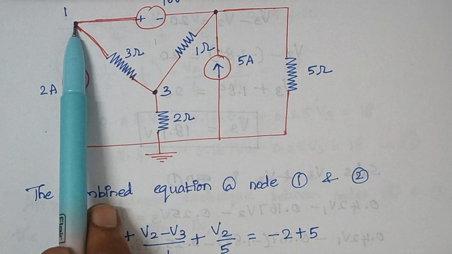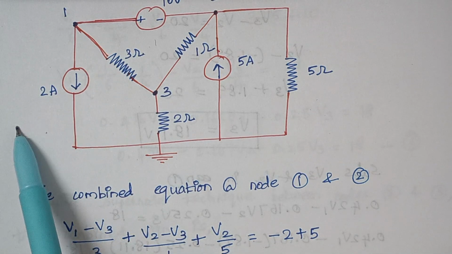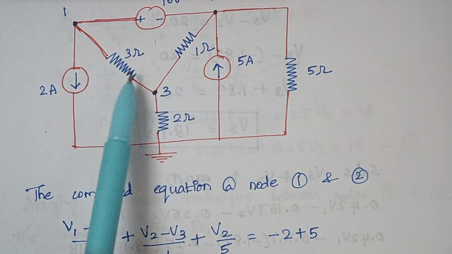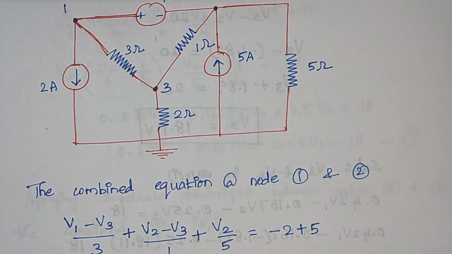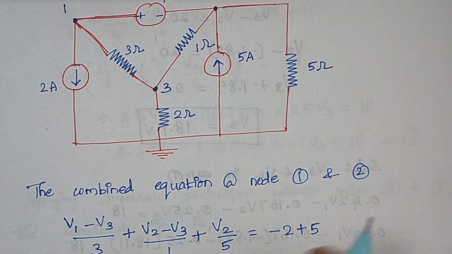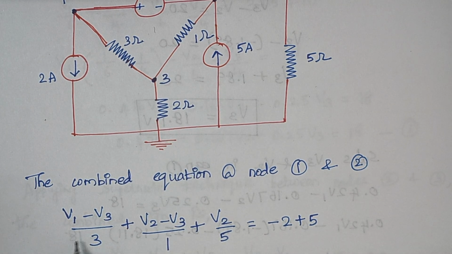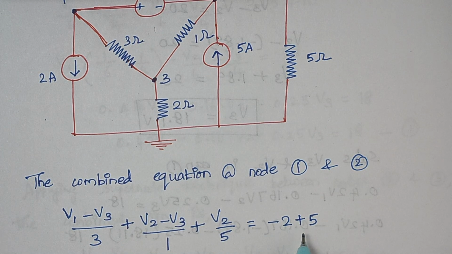Here this is node 1, and this 2 amps current flows away from the node, so it is written as -2. Between node 1 and 3 we have a 3 ohm resistor connected. How to write this as an equation? We write it as (V1 minus V3) by 3. So node 1 is over: (V1 minus V3) by 3 is equal to -2. That is, the sum of currents flowing towards the junction is equal to the sum of currents flowing away from the junction.